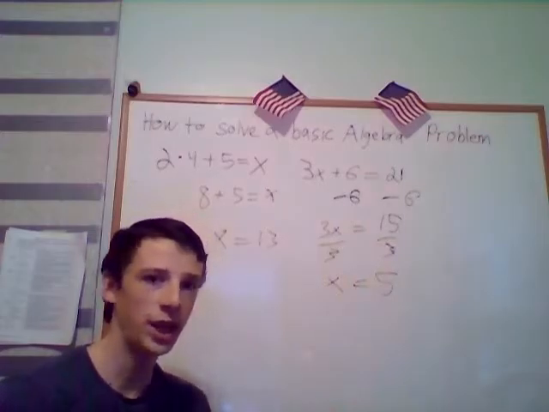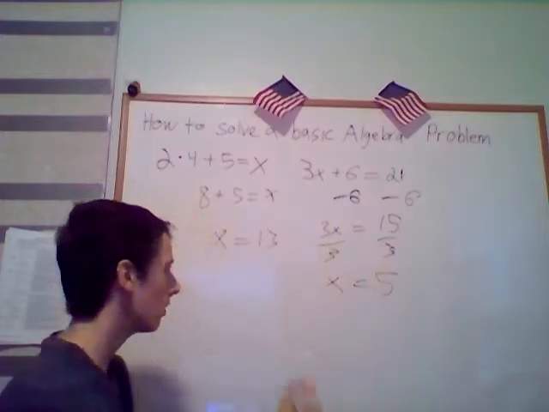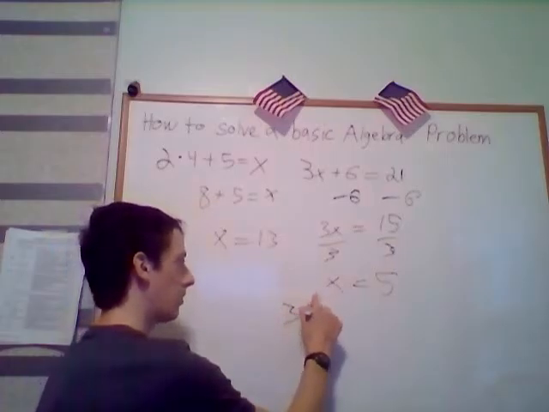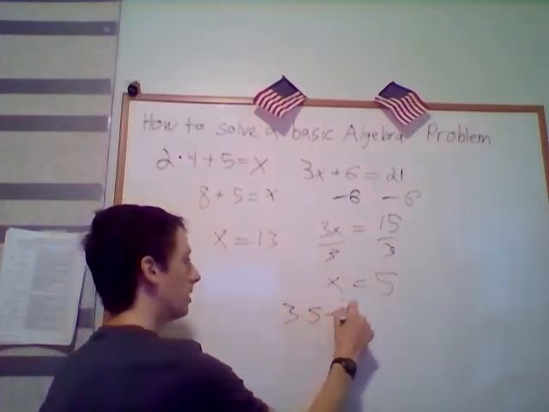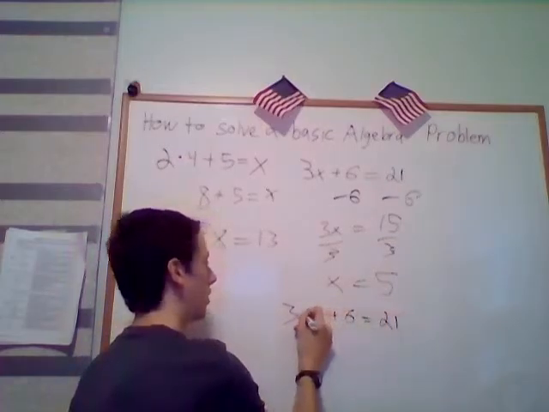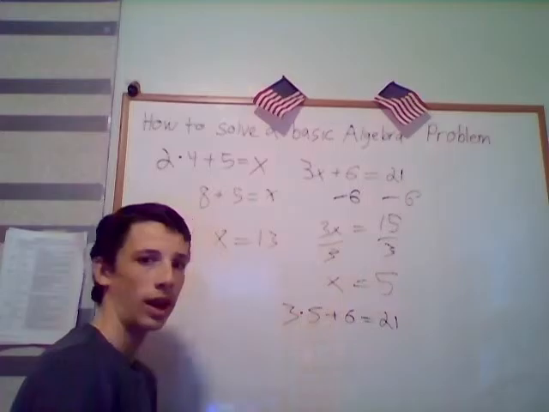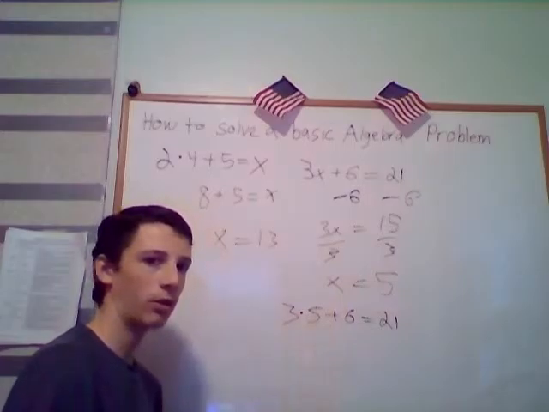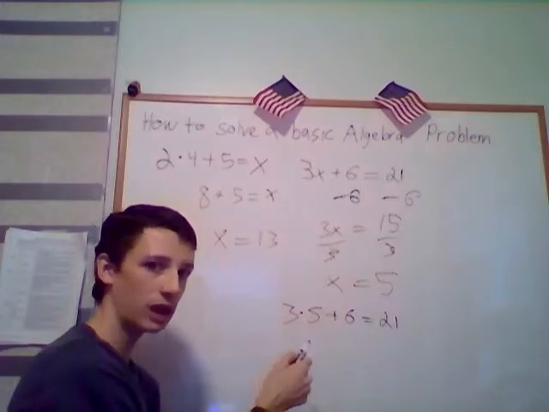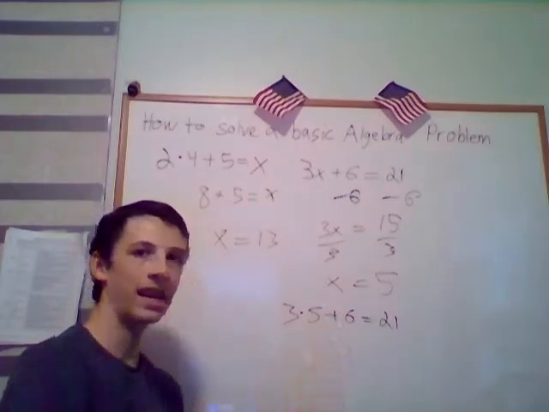And again, we need to check it just to make sure it's true. So substituting 5 for x, 3 times 5 plus 6 equals 21. Okay? And this time we're going to be following the order of operations. We multiply 3 times 5, that equals 15. Adding 6, that equals 21.